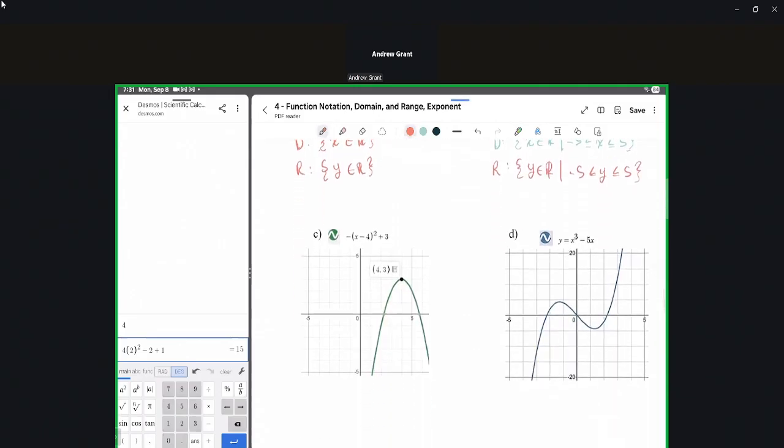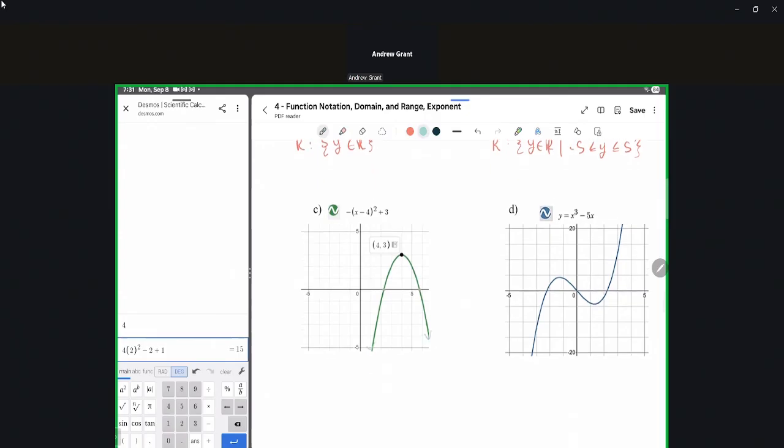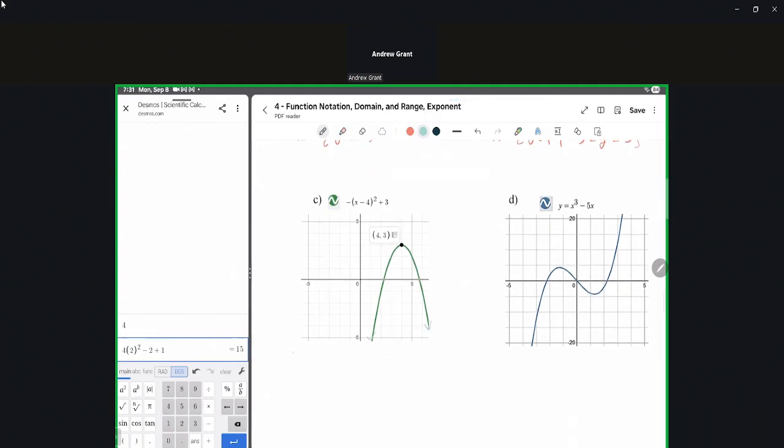For C, we have a parabola that's upside down. And so again, for the domain, we saw from before, not a problem. So the domain will be x is an element of all real numbers. But when we talk about the range, we only have a highest value. The highest value this gets to is a 3. So we say y is an element of all real numbers, but y has to be less than or equal to 3. It's the highest we can get.